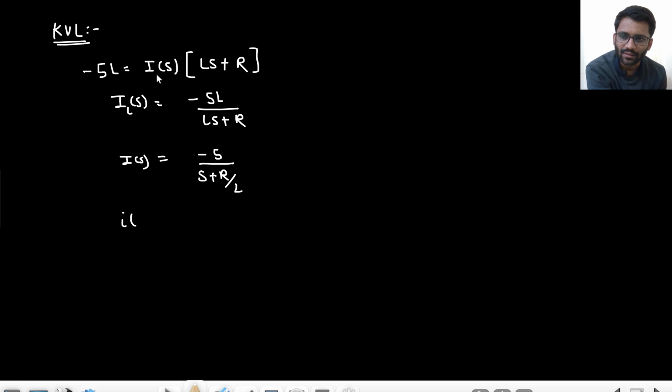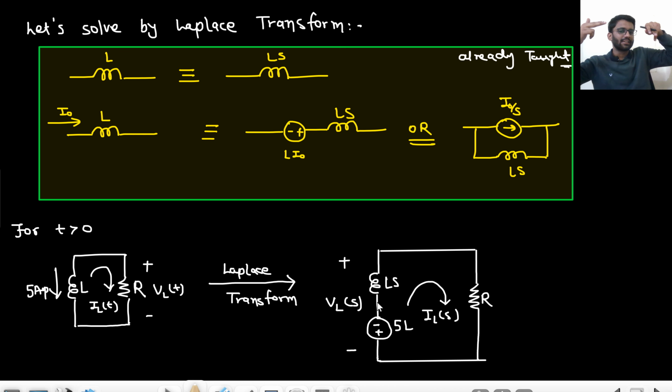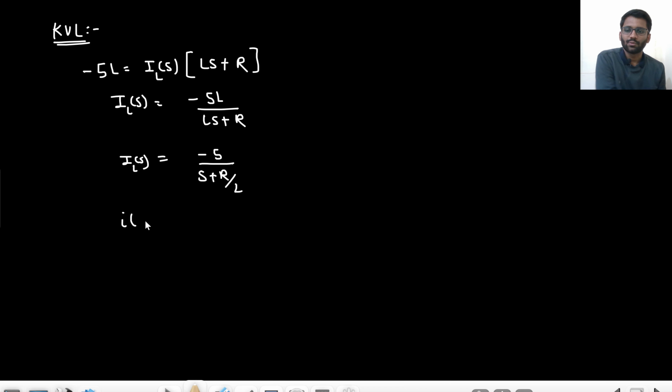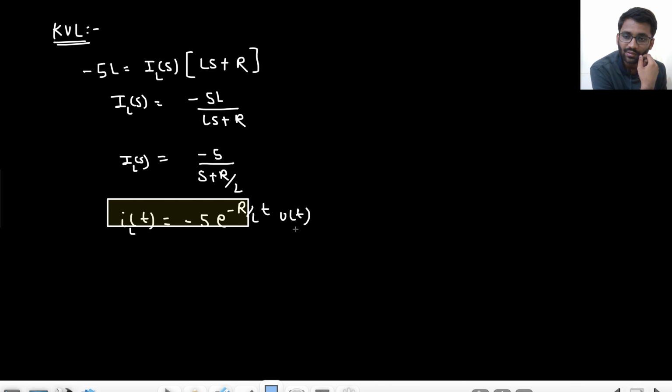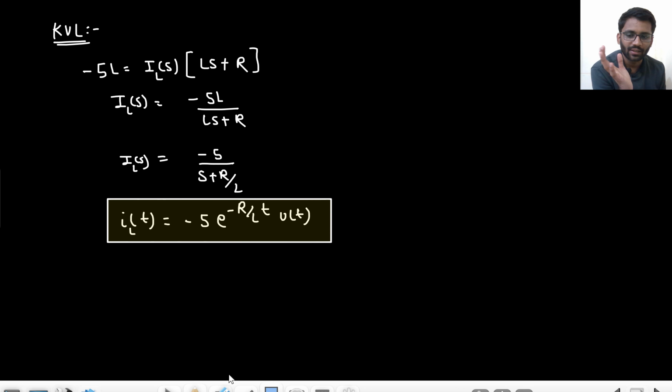I_L(t). Why did I write minus? Because if the battery was opposite, the current would flow like this. But the battery is in this direction, so current is flowing like this. Right? So I_L(t) would be minus 5 e to the power minus R by L t u(t). This is what we got. How did I write this? That I already know, right? 1 upon s plus a is e to the power minus at u(t). So this is I_L(t).